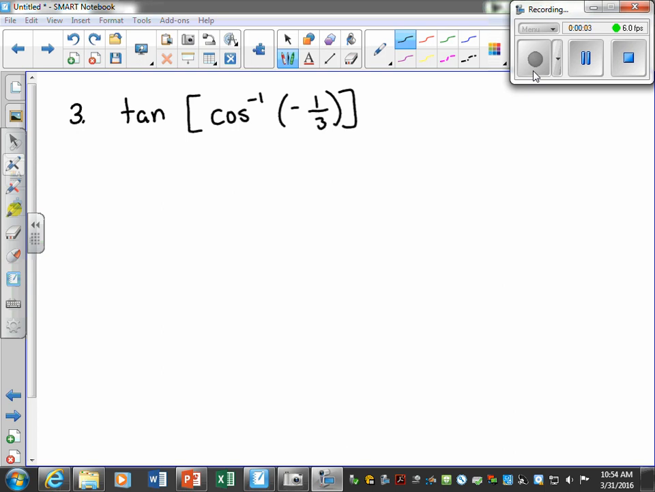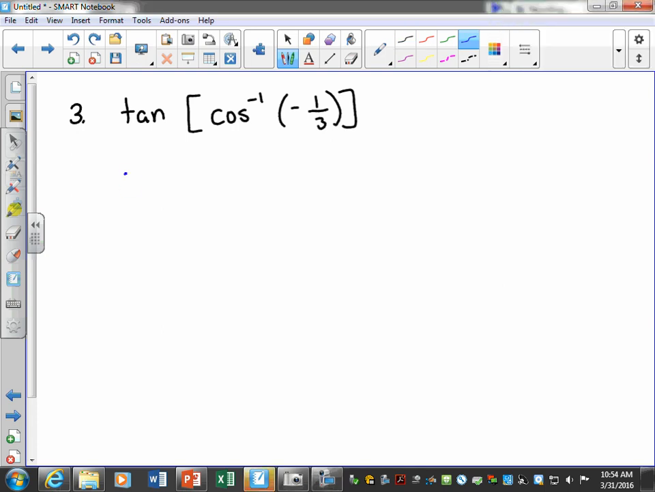Okay, let's see another one. So tangent times cosine inverse of negative 1/3. First thing we're going to do is figure out theta. So we'll say theta is equal to cosine inverse of negative 1/3. And we will use our properties to solve this.